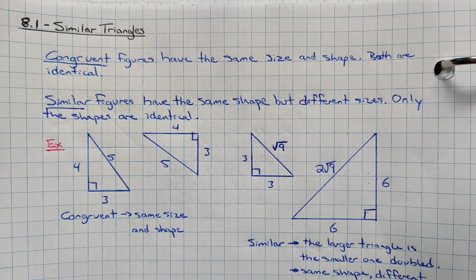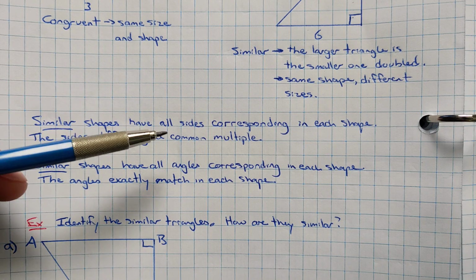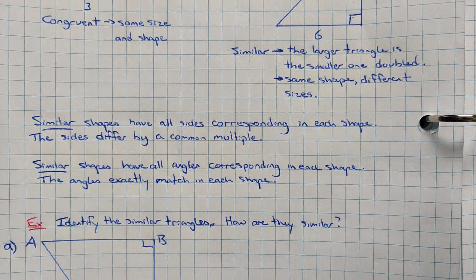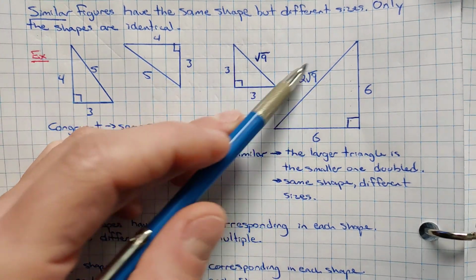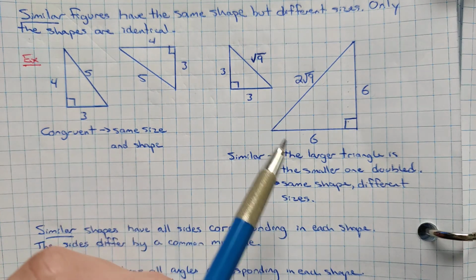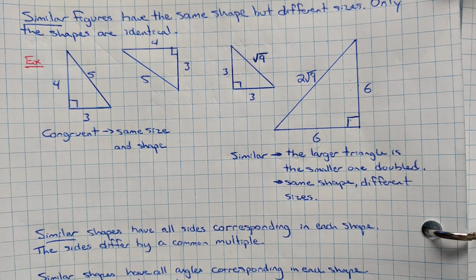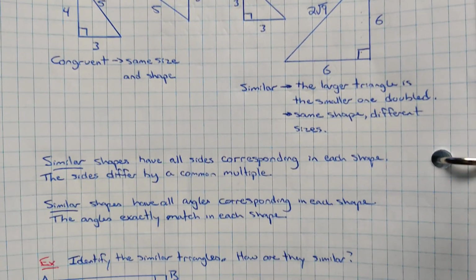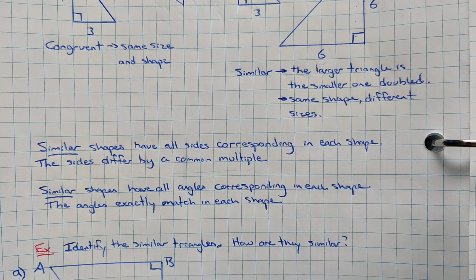It's important to note that similar shapes have all sides corresponding. So all the sides have a corresponding side that is scaled up. So the root 9 matches with the 2 root 9, the 3 matches with the 6, and this 3 matches with the 6. They have a matching side. The sides differ by a common multiple. In the case above, the common multiple was 2.